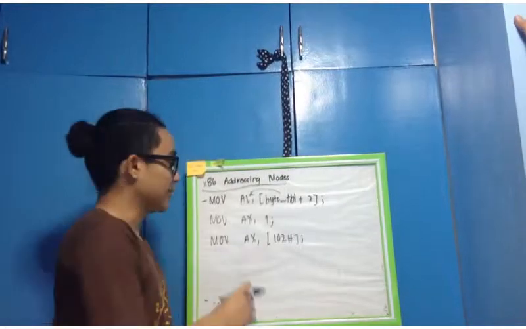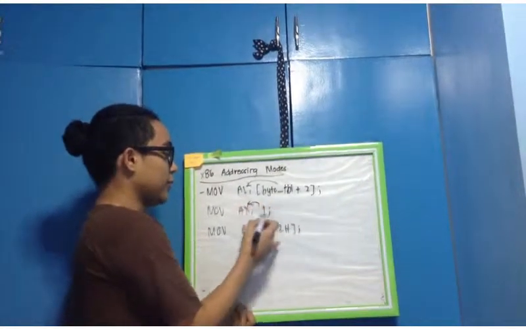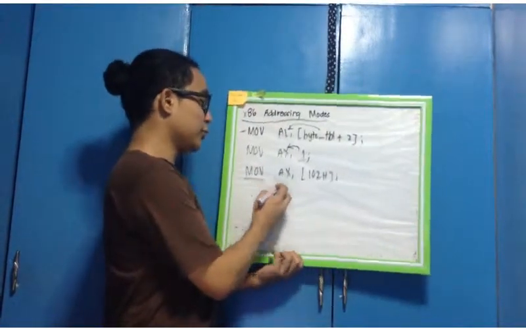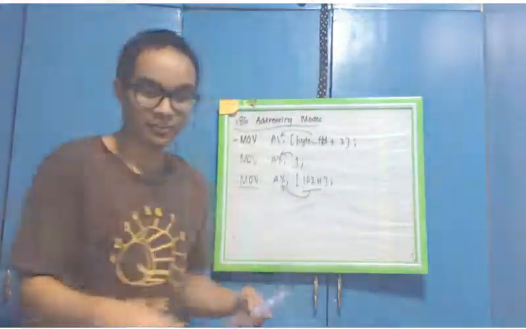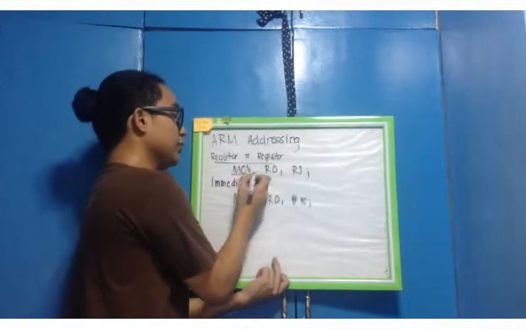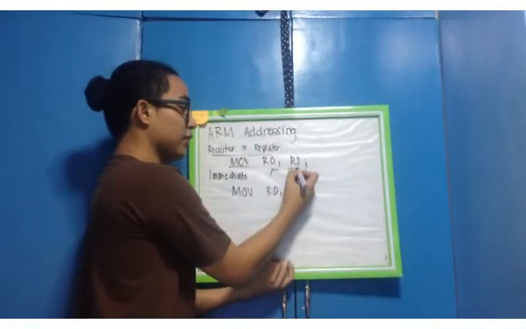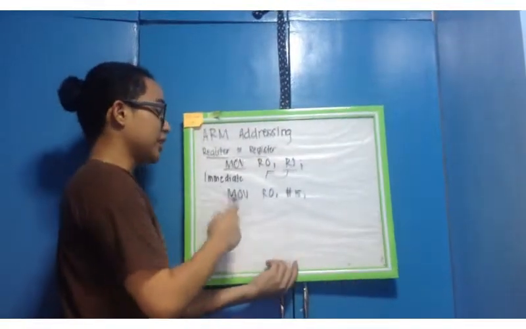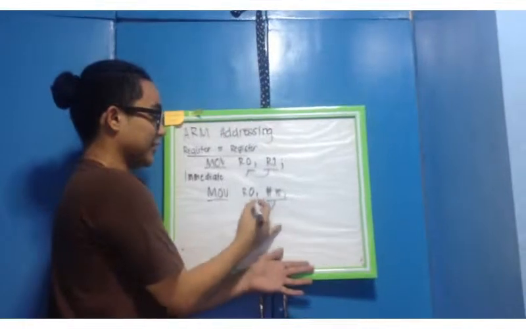So to the next one, immediate operand. The value of 1 will be moved to operand AX. The direct memory addressing will move the value 102H to operand AX. Sa ARM addressing naman, register to register means i-move niya yung register 1 directly to register 0. Bali yung value ng register 1, ipapasa na kay register 0. Next one is immediate. Move yung 15 to register 0.